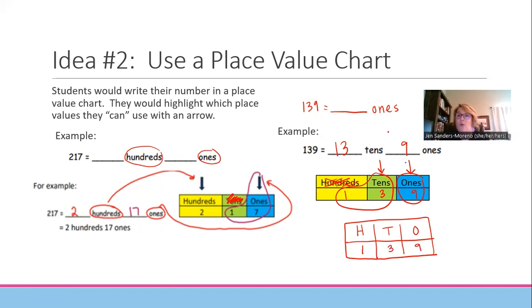So if you want to do all ones, I would highlight just the ones. That means that we're not allowed to use any tens or any hundreds. And so you could see that our answer would be 130. I make it look so easy. I know, that's why I call it math magic.